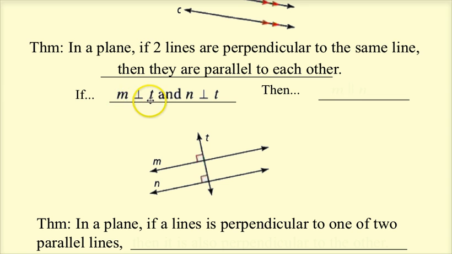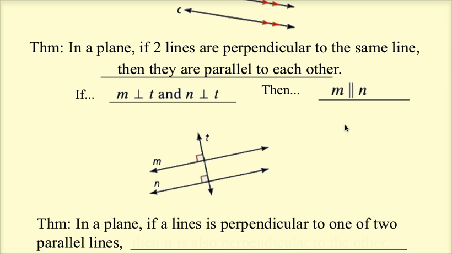And here it is up here. If M is perpendicular to T, remember my symbol for perpendicular is this upside down T. M is perpendicular to T and N is perpendicular to T. They're both perpendicular to the same line. Then look at M and N. They have to be parallel. Then M is parallel to N. Okay, so that's the second theorem. Two lines are perpendicular to the same line, then they are parallel to each other.